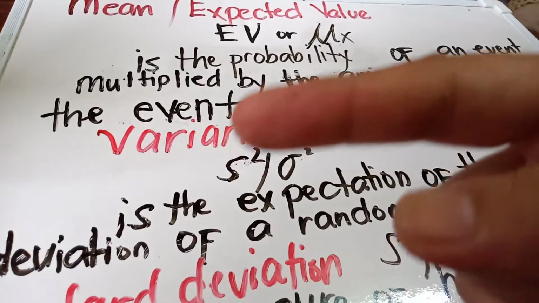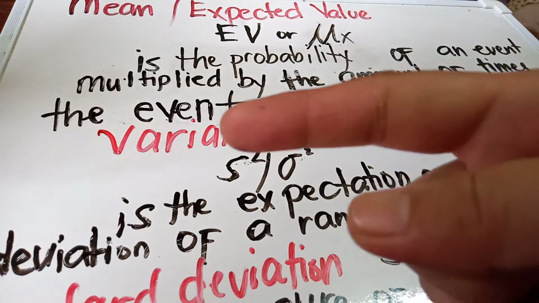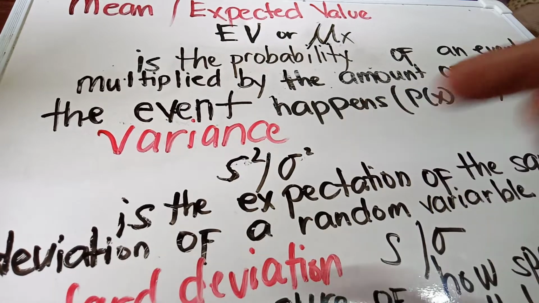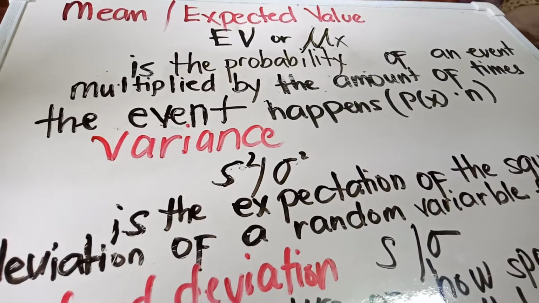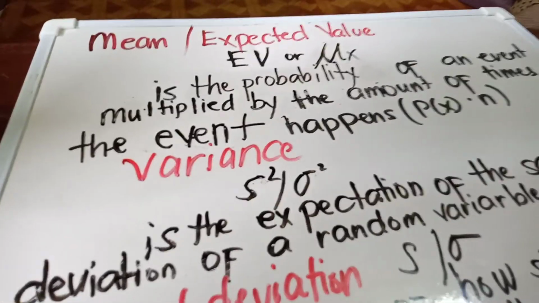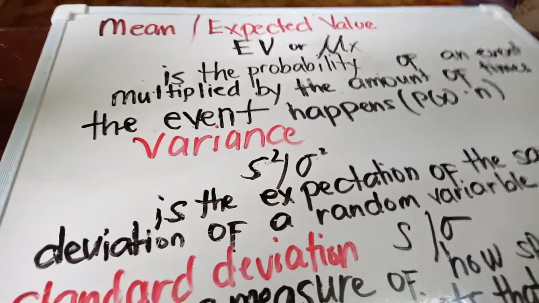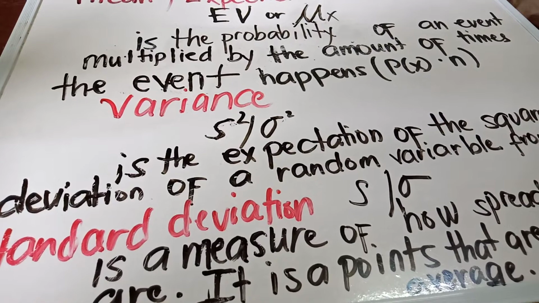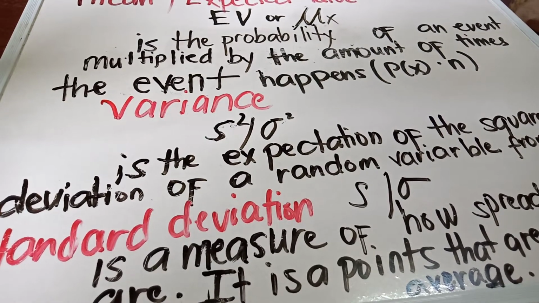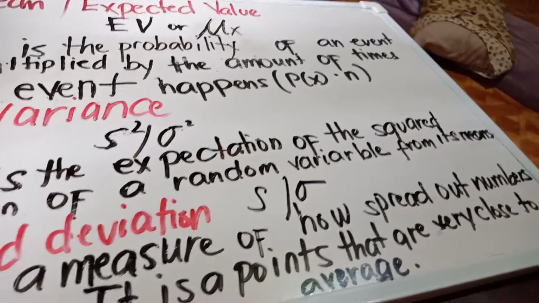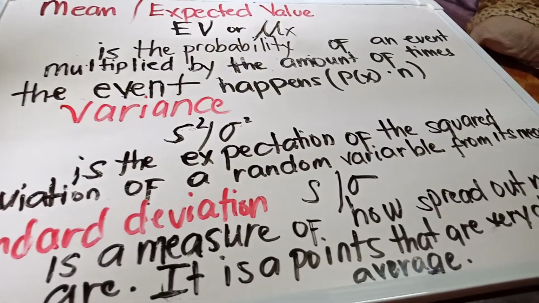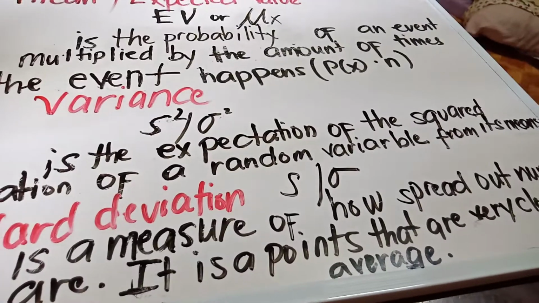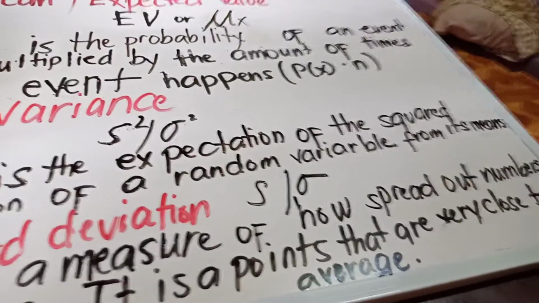If we have a sample, we use S squared, and for the population, we use sigma squared. It is the expectation of the squared deviation of a random variable. The standard deviation is usually S or sigma. It measures how spread out the numbers are. Take note, it is about points that are very close to the average.